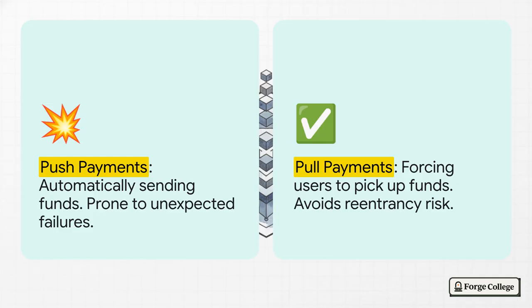If just one mailbox rejects the mail or executes a malicious fallback function, the entire delivery process reverts. No good. Instead, use a pull model. Record what the user is owed internally, and force them to come to the bank and pick up their own paycheck. This dodges unexpected reentrancy attacks and puts the gas costs completely on the caller.